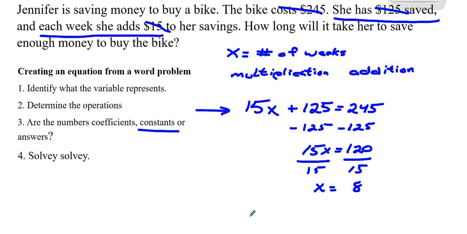So when you're solving these word problems, really think about what is going on. Identify what the variable represents. Try as best you can to determine what operations you have. What roles do all the numbers play? Are they coefficients, constants, or answers? And once you have it all put together, solve. And remember, don't forget reasonable. Don't forget that you know what a reasonable answer is.